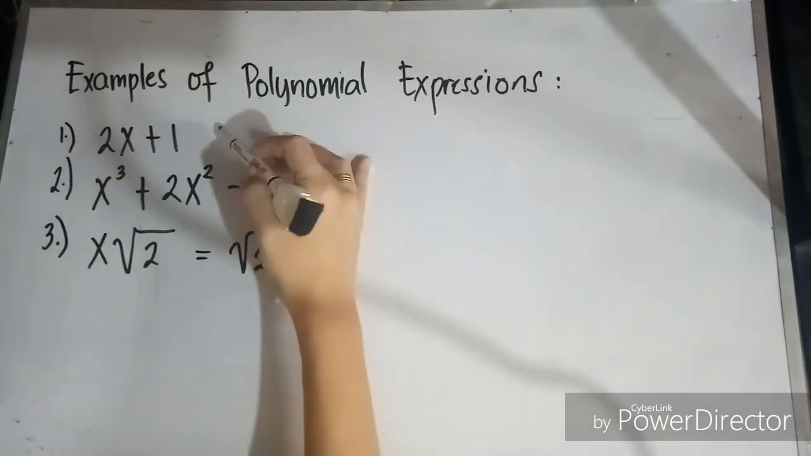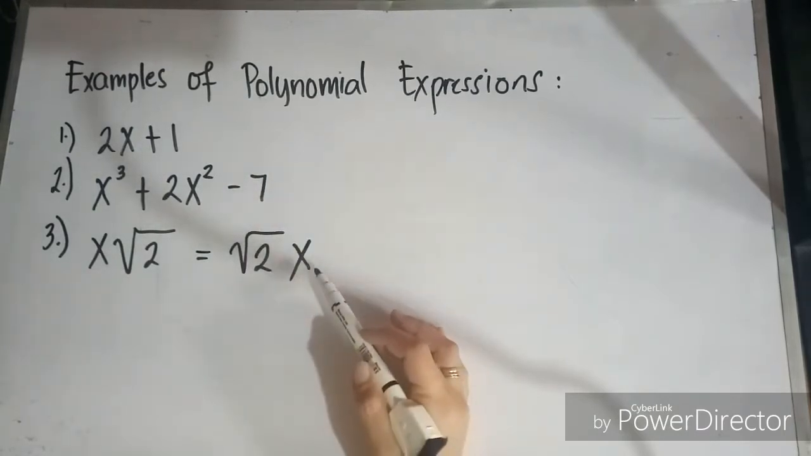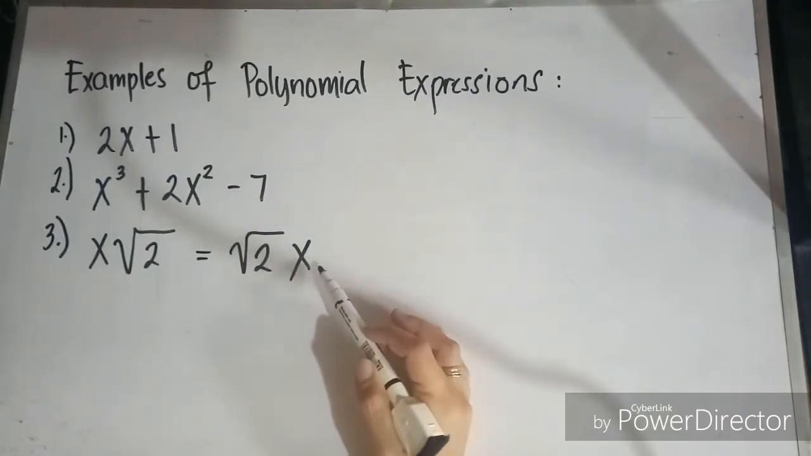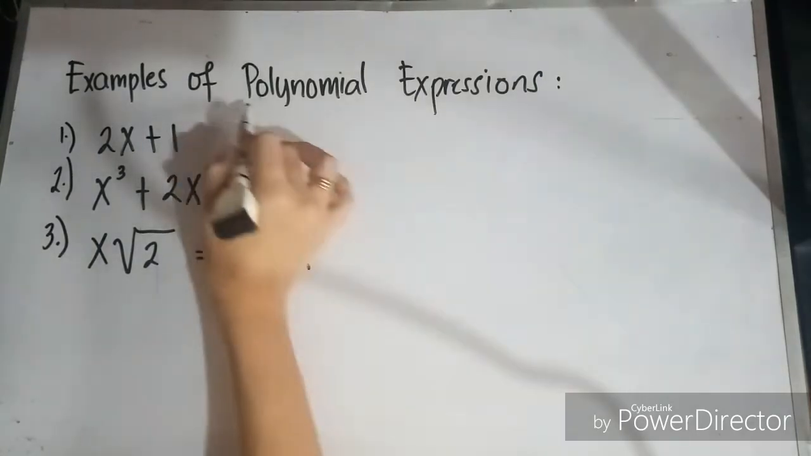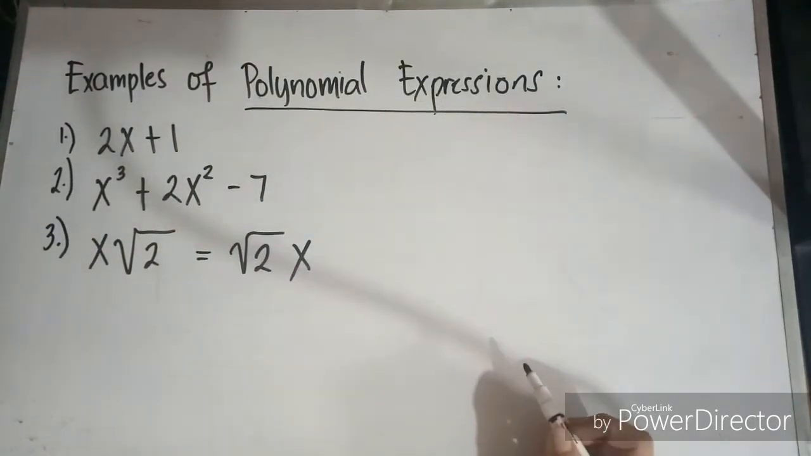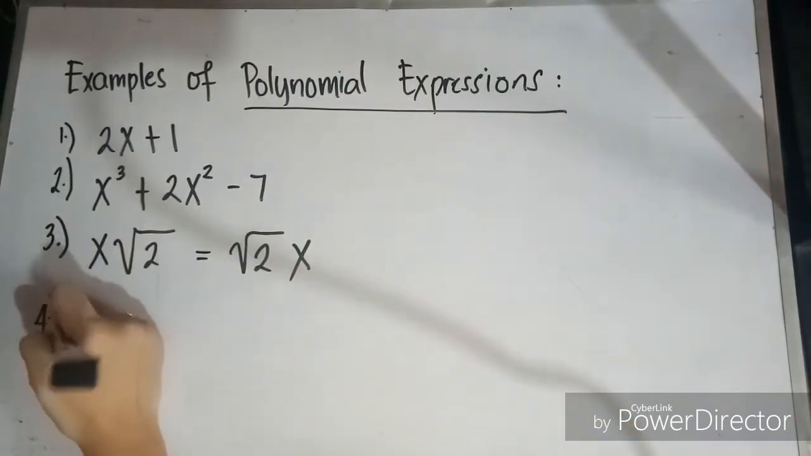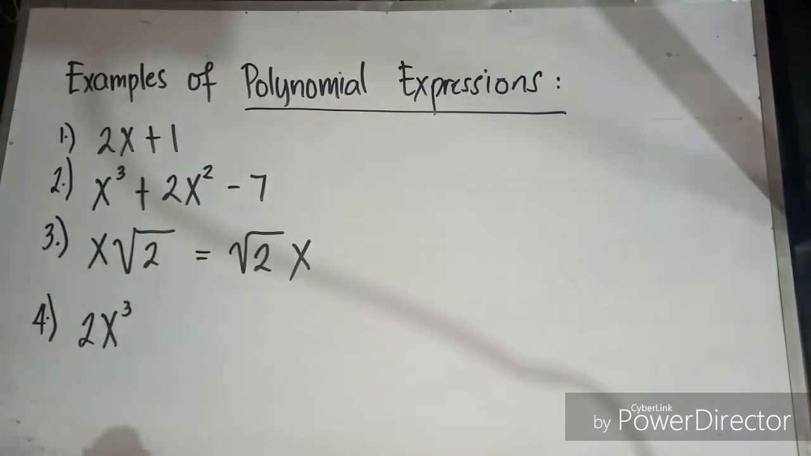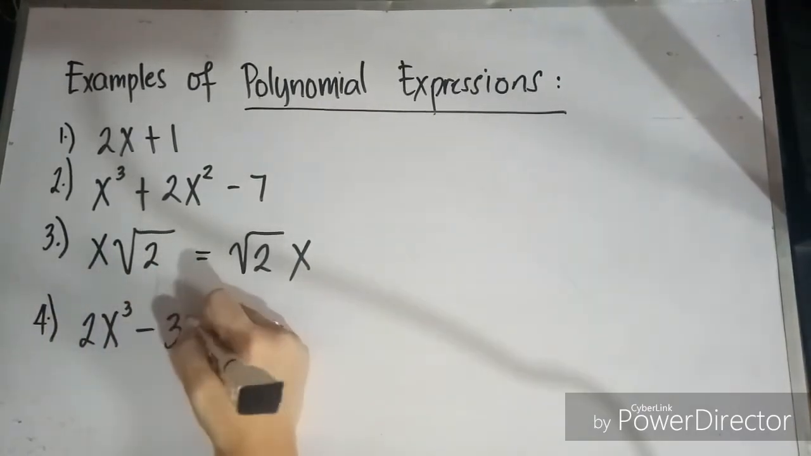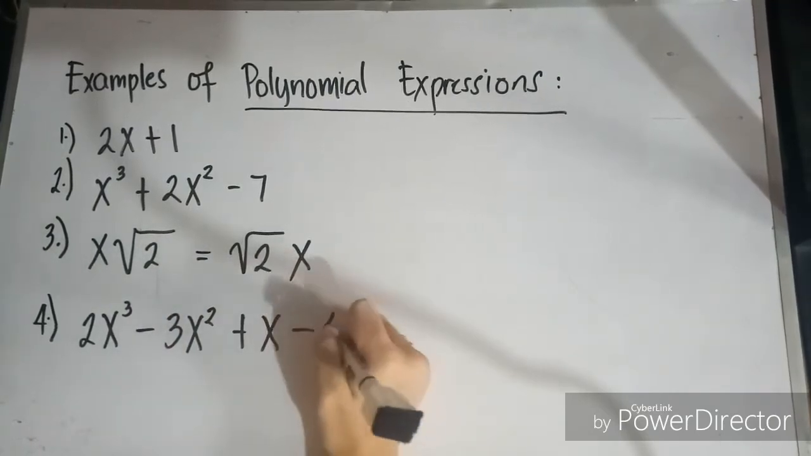Number 1 is a binomial, number 2 is a trinomial, and number 3 is a monomial. There is only one term in example number 3, but this is still a polynomial expression. Okay, how about number 4? Number 4, we have 2x cubed minus 3x squared plus x minus 4.